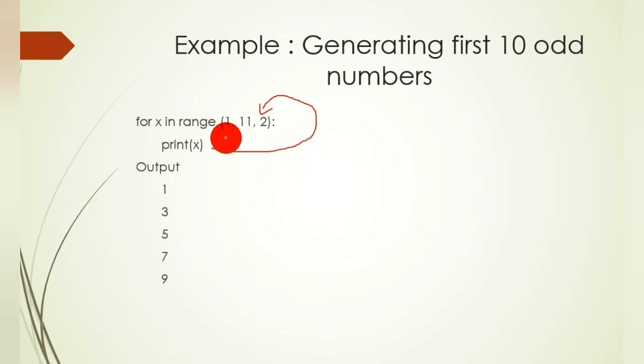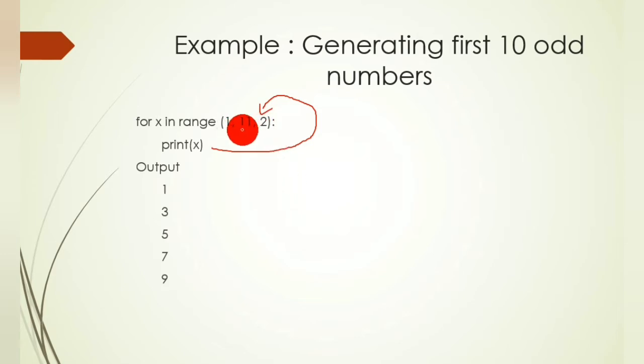Again the loop is repeated. Now the value of x is 5. 5 plus 2, what will be the output? We get 7. So 7 will be printed like that. Again 7 plus 2, 9 will be printed, okay. At last 9 plus 2, the value is 11.